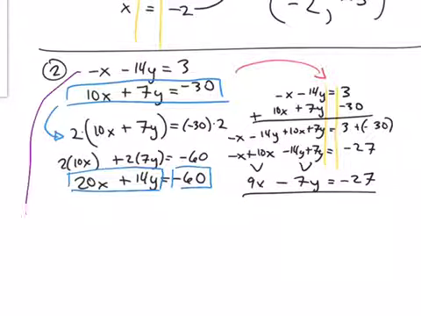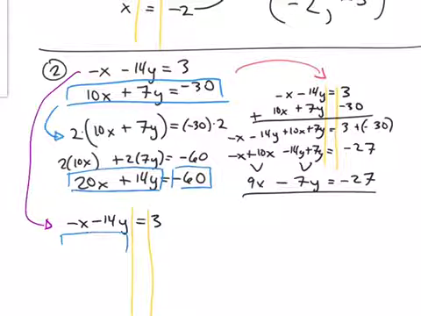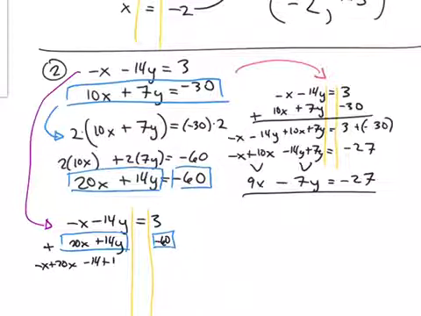I just take my top equation here, bring it down. Negative x minus 14y is equal to 3. I'm going to draw my little golden road, and now I'm going to add the same thing to the left side as I do to the right side. On the left side, I'm going to add the left side of the blue equation, 20x plus 14y, and on the right side of the blue equation, negative 60. And now when I add these two equations together, I get negative x plus 20x and negative 14y plus positive 14y equals 3 plus negative 60.